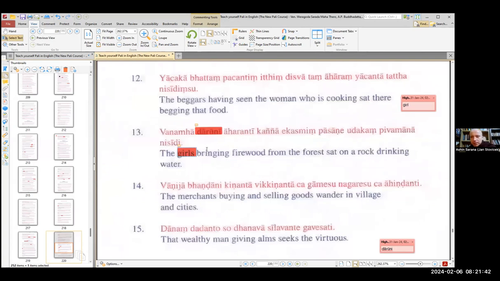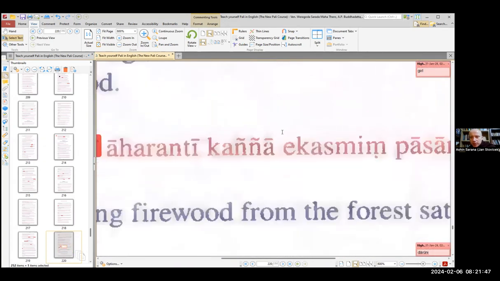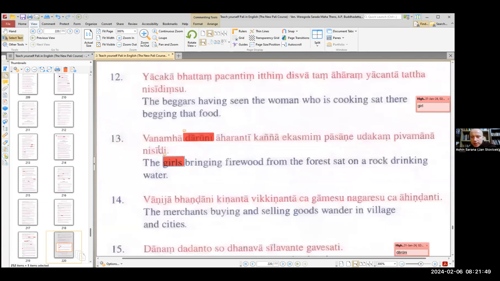Vanamhā daruni aharanti kaññāyo would have to be kaññāyo as well. If you get kaññāyo and nisīdiṃsu, then the rest is fine because pivamāna, although pivamāna actually is declined according to vanitā. So it should be pivamānāyo. So it would be vanamhā daruni aharanti kaññāyo ekasmiṃ pāsāṇe udakaṃ pivamānāyo nisīdiṃsu.